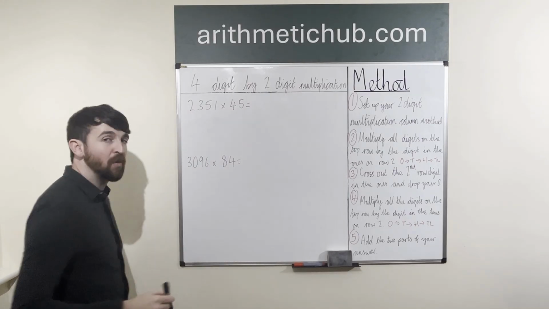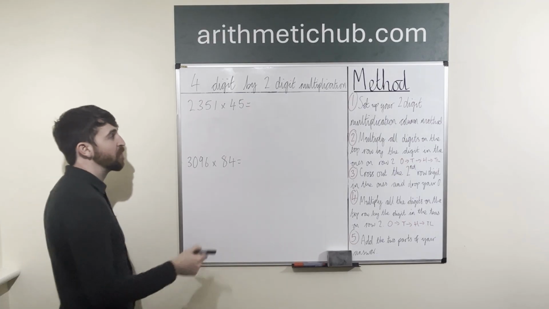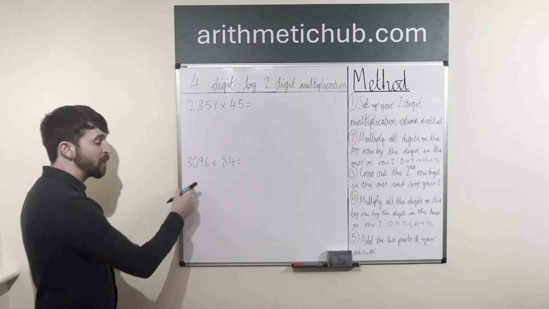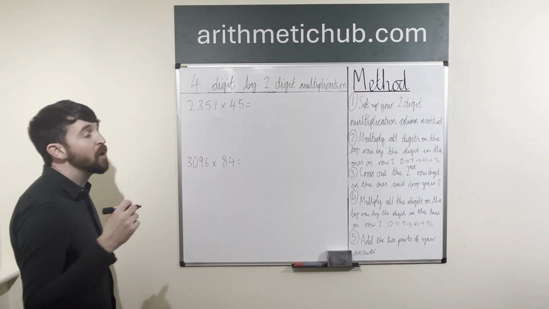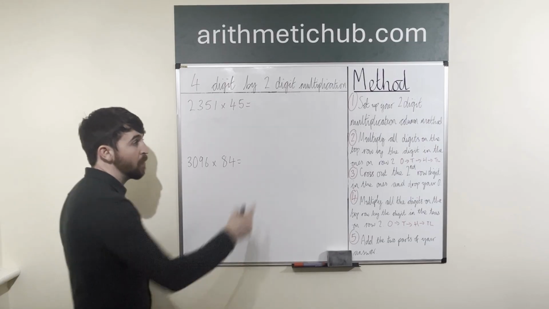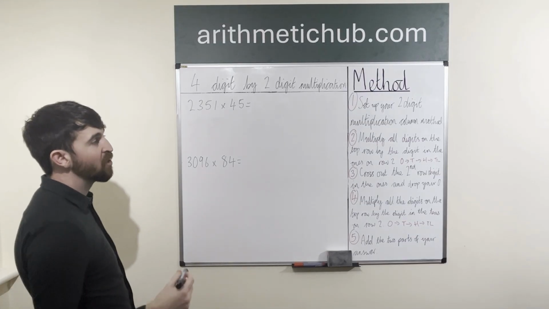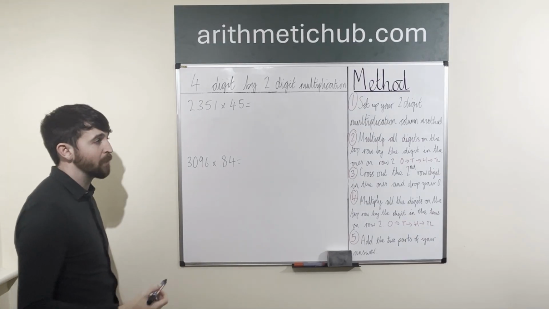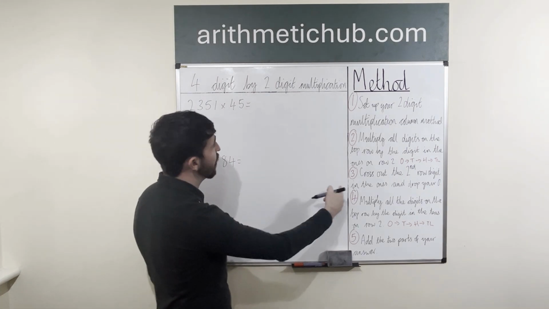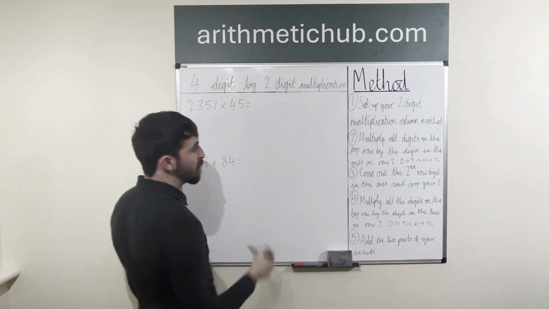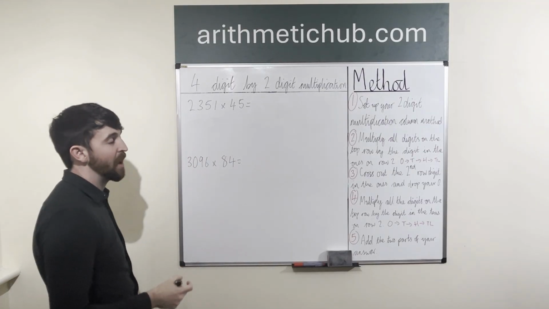So these are the types of questions you might see: 2,351 times 45 or 3,096 times 84. Notice it's not in a column at the moment, we are going to set it up into a column now. So let's go to our method section over here. The method says, set up your 2-digit column method. That's the first thing we need to do. We're going to look at the first 3 steps first, do them, and then come back to the next 2. So set up your 2-digit multiplication column method first.